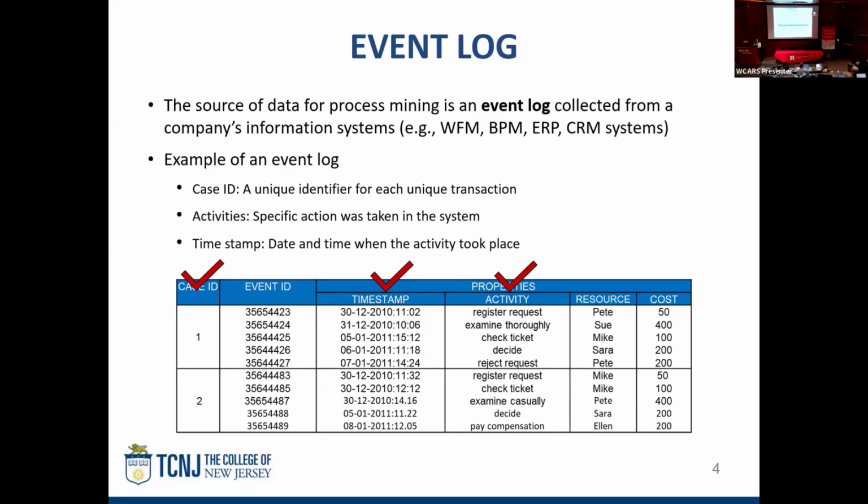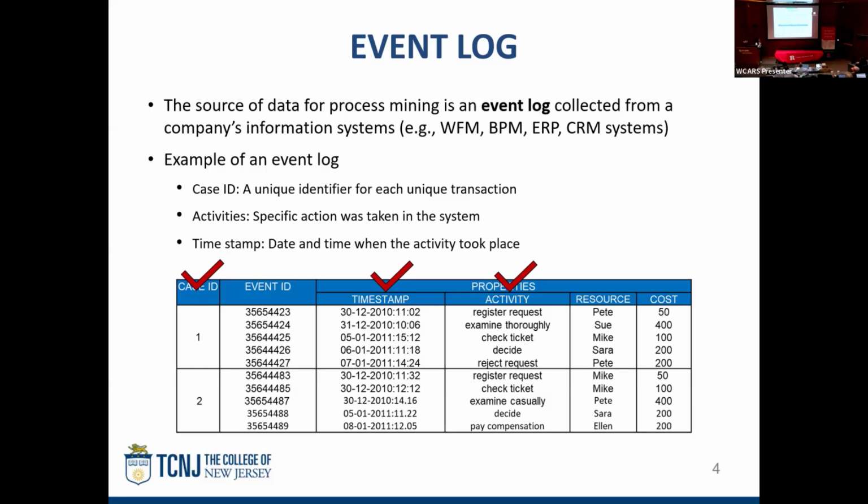Case ID is a unique identifier for each unique transaction. So we can distinguish every different process based on this case ID. And activity is the specific action that was taken in the system. So what kind of activities happen within the business processes. And timestamp tells you the date and time when the activity took place.